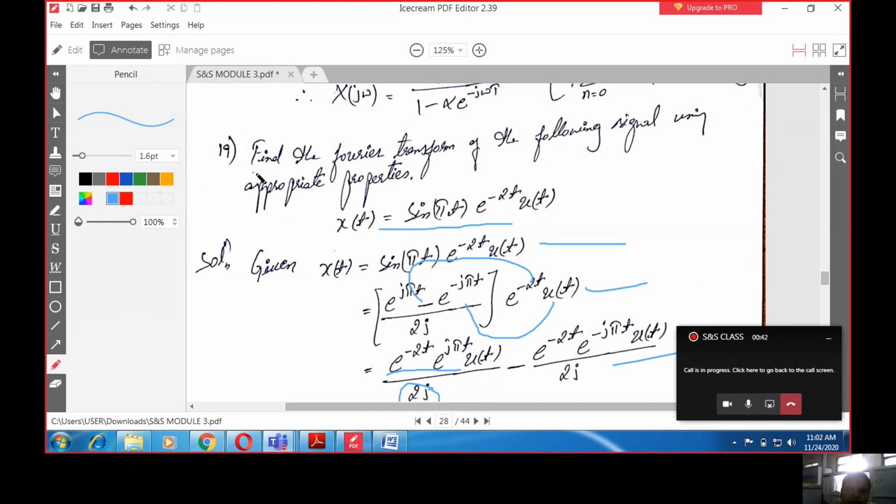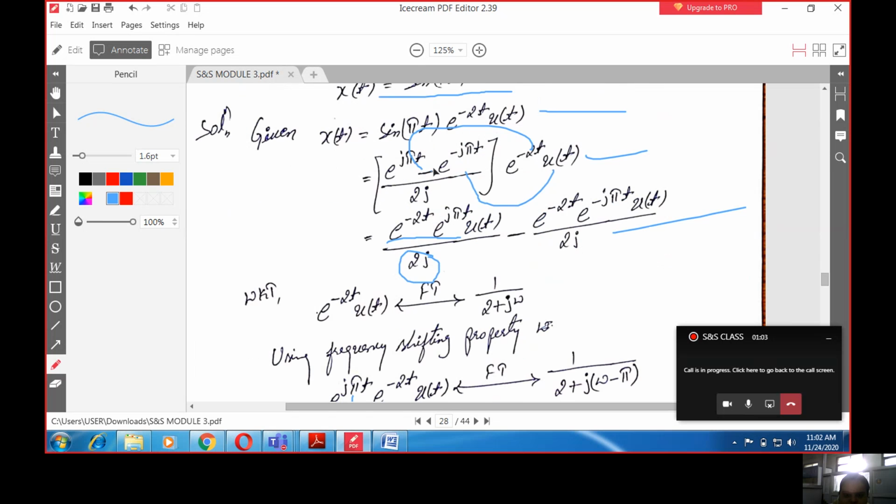Okay, the next problem is: find the Fourier transform of the following signal using the appropriate property. Here the signal x(t) is given as sin(πt) e^(-2t) u(t). Then you have to write sin(πt) in terms of exponential terms, that is (e^(jπt) - e^(-jπt)) divided by 2j, and then e^(-2t) u(t) you will be getting.